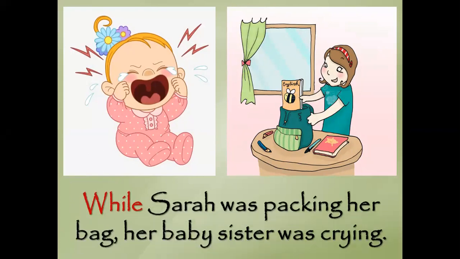Sarah was packing her bag. At the same time, her baby sister was crying. Can we link both of them? Yes. If we start with while, we can say, while Sarah was packing her bag, her baby sister was crying. Look at the verbs in both clauses or in both sentences. The verbs we have here are was packing. This is the action that Sarah was doing. Was crying. This is the action that the baby sister was doing.